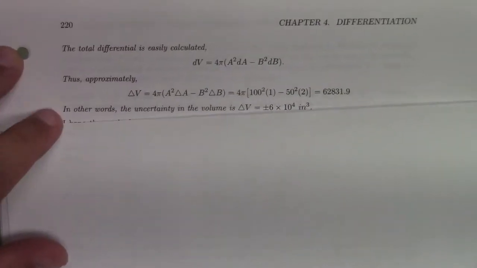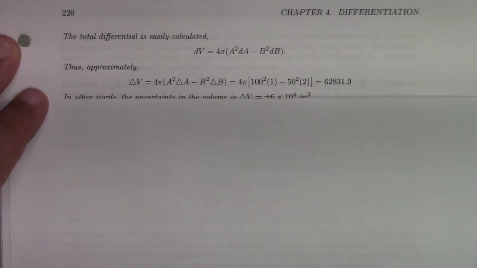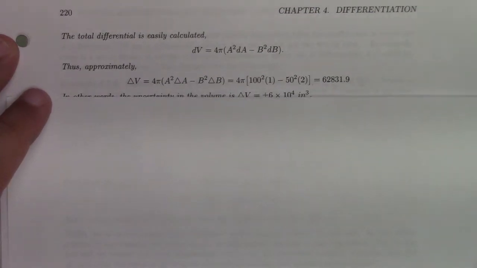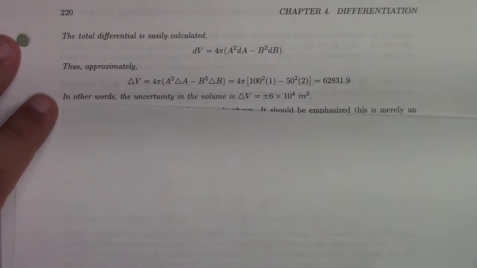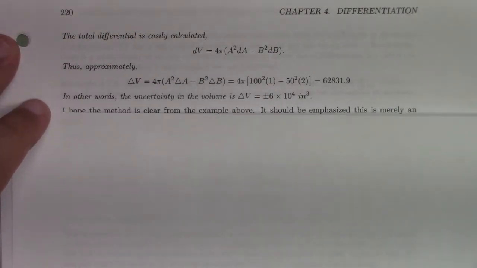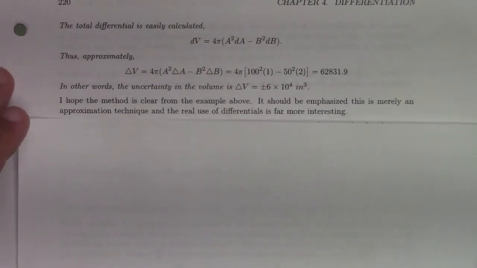So the total differential is 4 pi (a squared dA minus b squared dB). And in this problem, the uncertainty in A and the uncertainty in B I gave to be 1 and 2. And so for the numbers involved, the uncertainty in the volume actually would be 62,831.9. Okay, great. In other words, the uncertainty is about plus or minus 6 times 10 to the 4th cubic inches. All right, anyway.